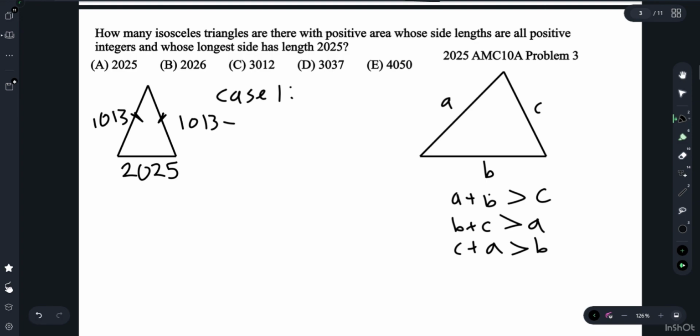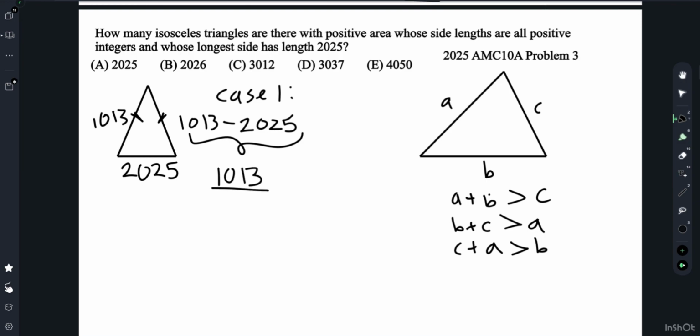Now, what's the largest number that would work here? Well, you could say it goes on to infinity, but keep in mind here it says the longest side length is 2025. So the longest is 2025. Because if we have this be 2026, then the longest side wouldn't be 2025 anymore. So this is the number range for that side length. And how many numbers are here? Well, because it's inclusive, we take 2025 minus 1013 plus 1, which is just 1013. But hold on, there's one other case.